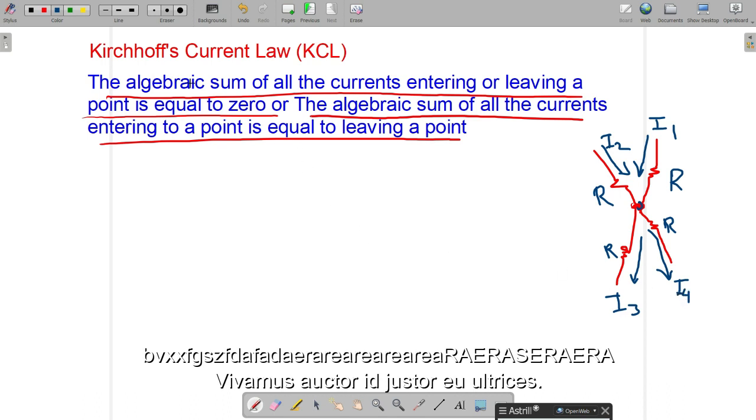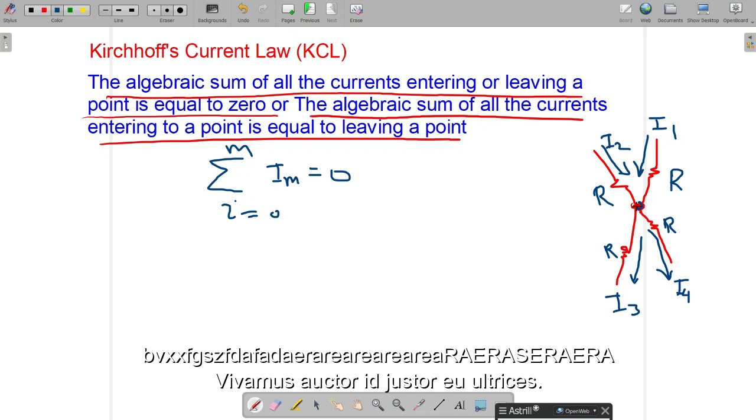So we apply the first definition of the KCL, that is, the algebraic sum of all the currents entering or leaving a point is equal to 0. Mathematically, we can write this as the sum of I_m, for m from 1 to n, is equal to 0. This shows that the algebraic sum of all the currents entering or leaving a point is equal to 0.